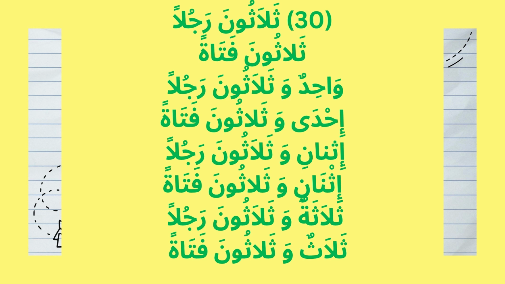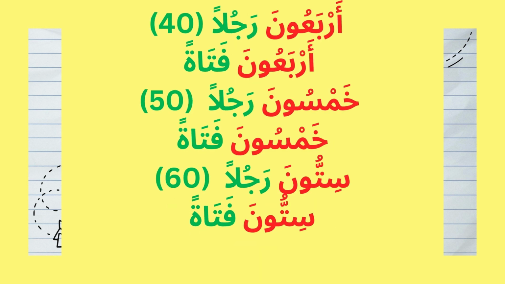31 فتاة. 32 رجلا, 32 men. 32 فتاة, 32 girls. 33 رجلا. Notice again here the polarity rule. 3 is feminine because رجل is masculine, whereas in the last example 3 is masculine without ta marbuta because we have فتاة, which is a girl, which is feminine. We'll move to the other examples.